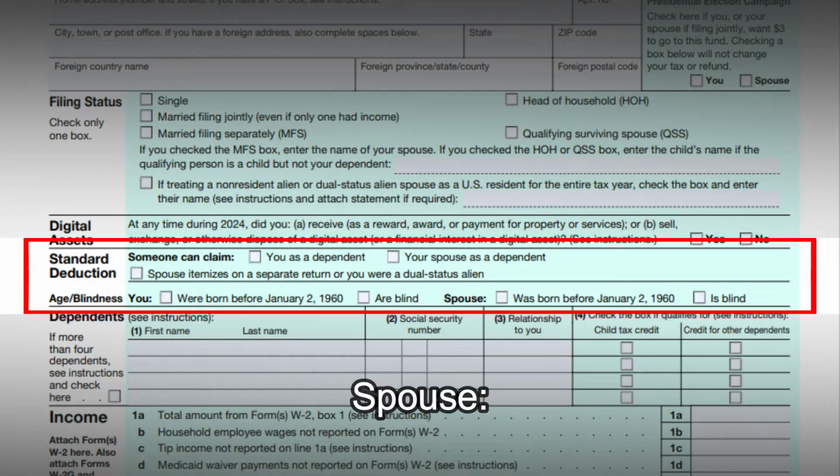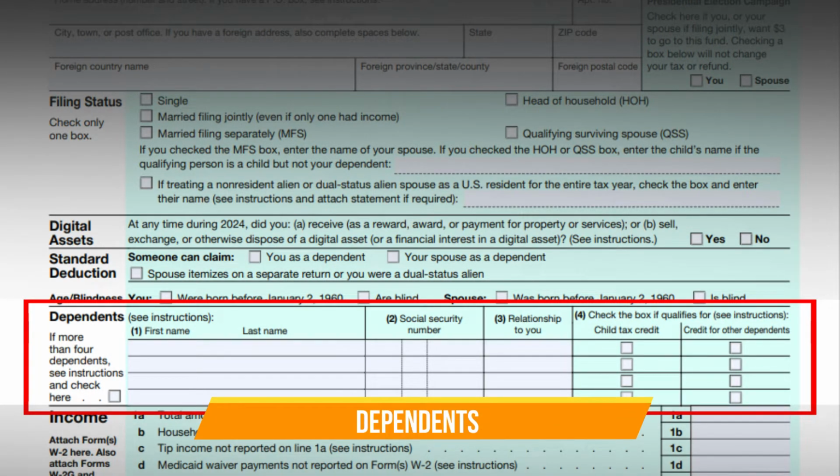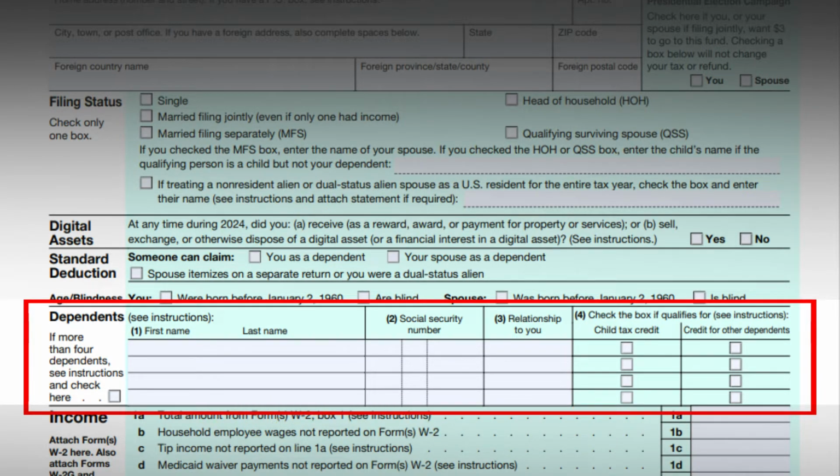If either of you does, check the box accordingly. Dependents. Claiming dependents. This part asks if someone can claim you or your spouse as a dependent. If you are a dependent, it affects the standard deduction as mentioned earlier.